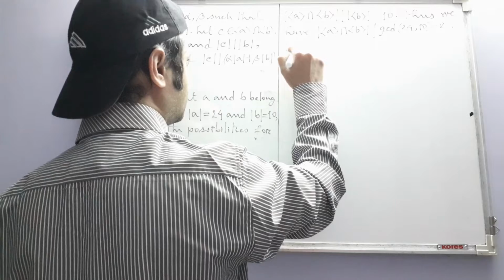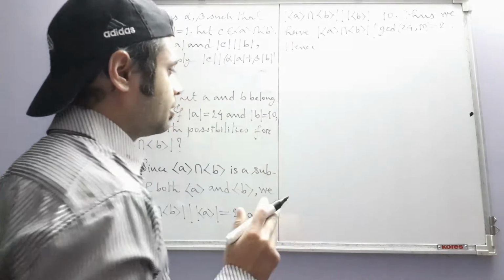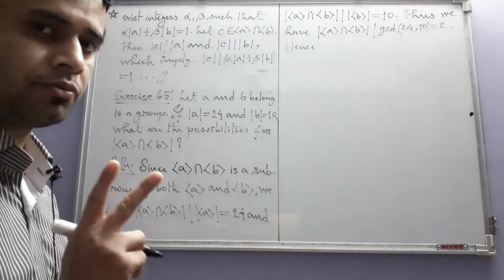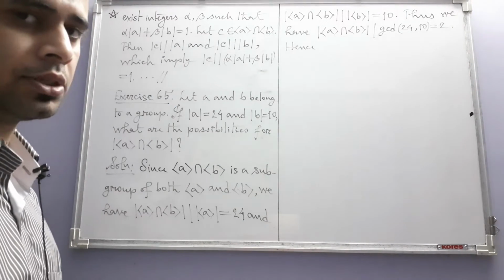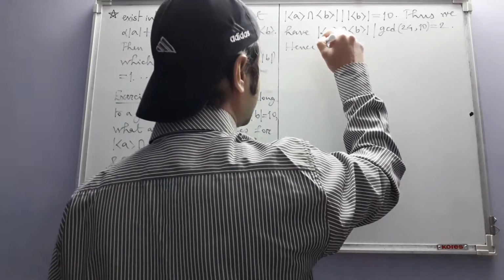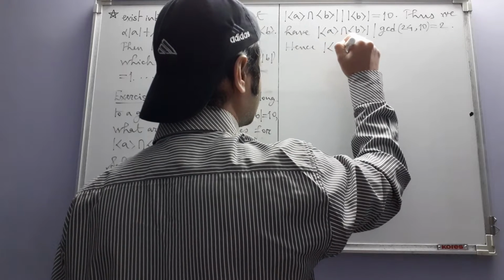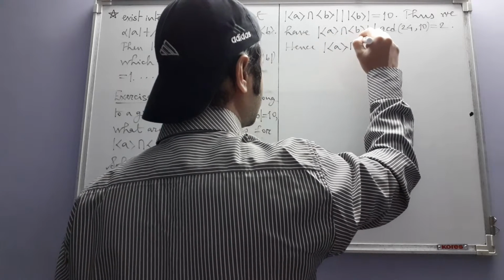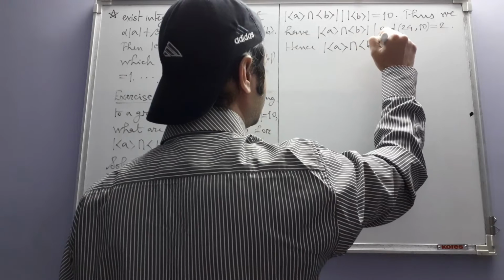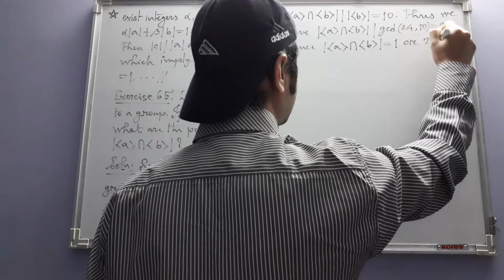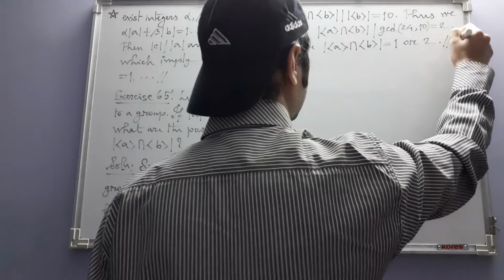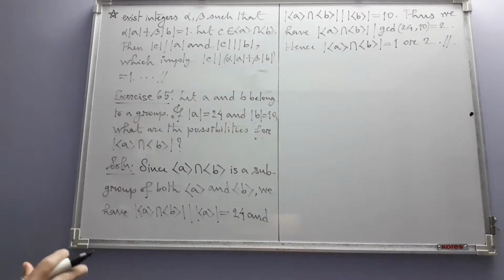Hence, there are only two positive factors of 2, 1 and 2, because 2 is prime. Hence, this intersection has order either 1 or 2. So these are the possible orders of this intersection.